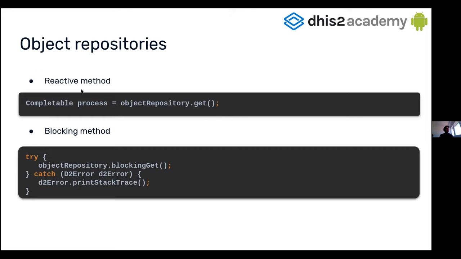And yeah, in the same way that with all the repositories and models in the SDK, we always have two ways to access the repository, the reactive method and the blocking method. This is the same thing. Okay. Any questions so far? So this is about creation of tracker data.